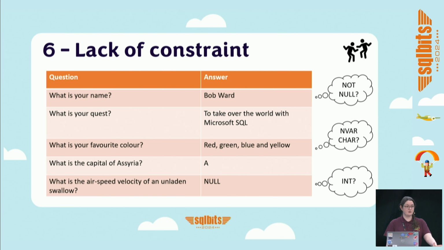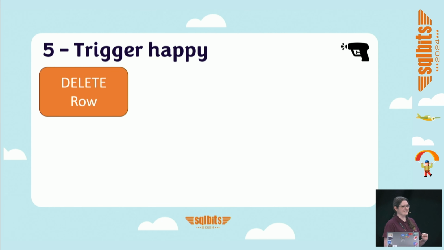But don't go overboard. Don't go back and suddenly think, I'm going to put constraints everywhere. I'm going to constrain absolutely everything, because there is an overhead to that. And you will start having performance issues on your database if you check everything. So just check the key details. On to number 5, triggers.